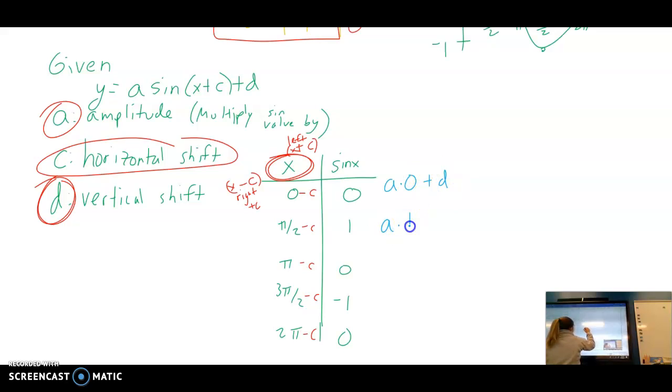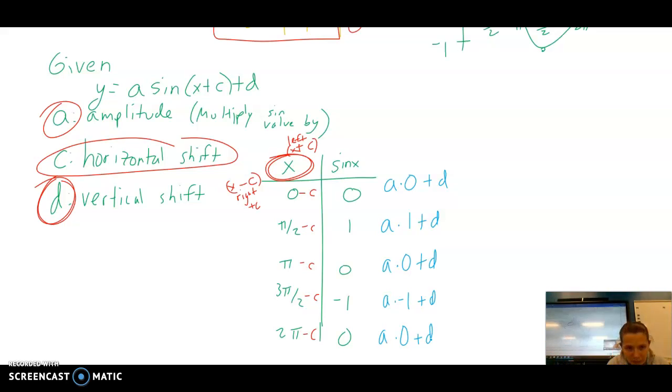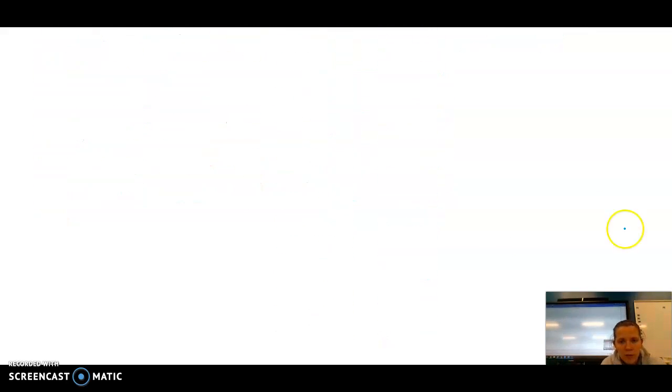So I take my A value times 1 and then add D. My A value times 0, add D. My A value times -1, add D. My A times 0, add D. Okay? And so C will change your X values, A and D will change your sine values. Same thing with cosine. Okay, so at any point if you need to stop this video, make sure you do so. Okay, so I'll go over an example.